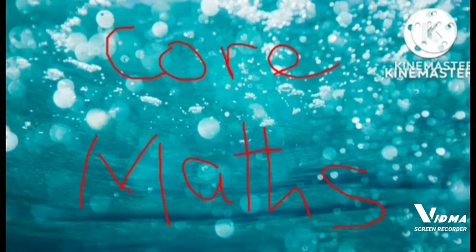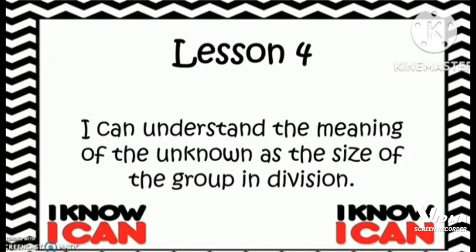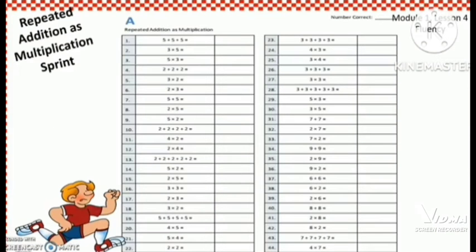Stand up. Hello champions, welcome to our math lesson today. Today we're going to complete lesson 4 of your grade 3 module 1 workbook. Let's see if you understand the meaning of the unknown as the size of the group in division. First though, I'll need you to complete your lesson 4 sprint. See how many you get correct.